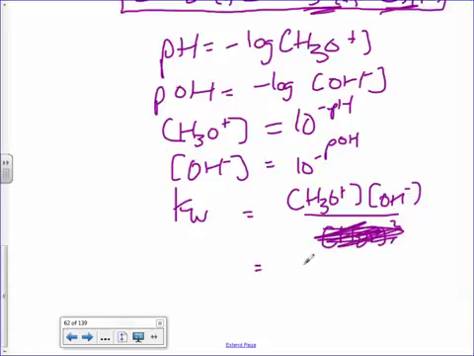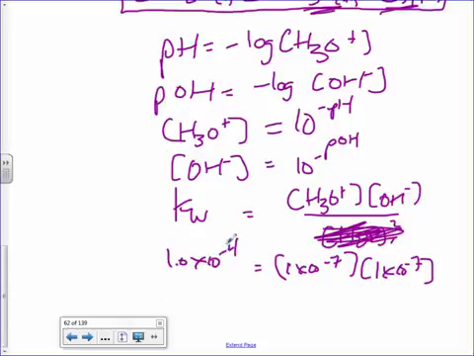Okay, one more thought here then. We actually should know the concentrations of hydronium and hydroxide. Since hydronium is at a pH of 7 and hydroxide would also be a pH of 7, if you have 1 times 10 to the minus 7 times another 1 times 10 to the minus 7, we should always know the Kw value for water. It's 1 times 10 to the minus 14.